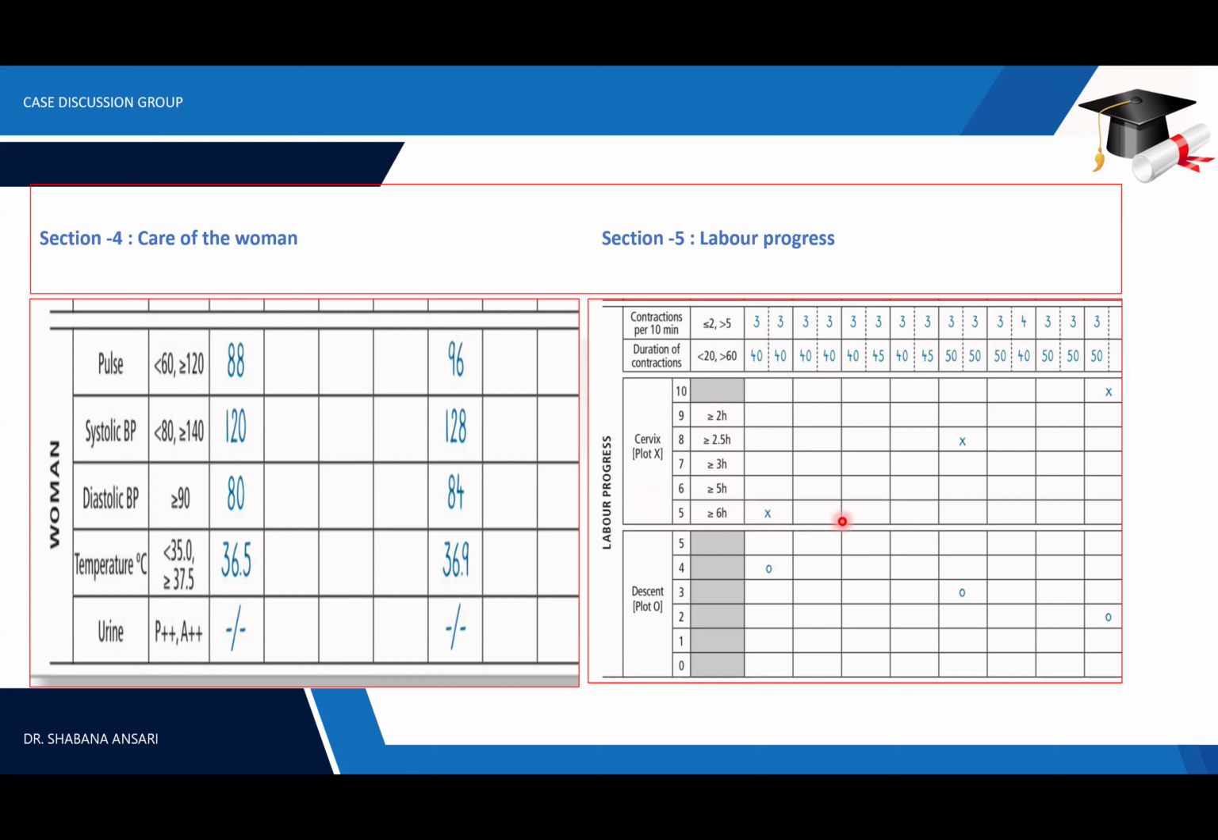Labor is progressing well. We are going to do vaginal examination every 4 hourly. Descent of the head is by abdominal examination, so we will plot it with 0. This is abdominal examination. Please remember, everyone, it is not vaginal examination. So we have to see the fifths of the head palpable. As the labor is progressing, we will be seeing more descent of the head, and we are going to plot it with 0. So here it is 4 by 5th palpable, here it is 3 by 5th, and here it is 2 by 5th palpable.